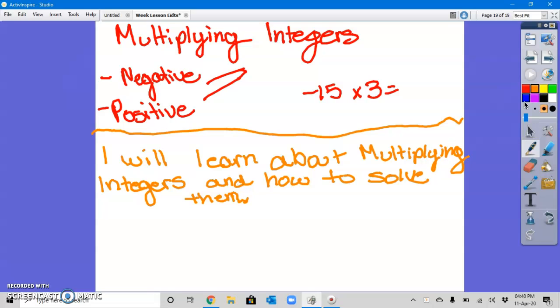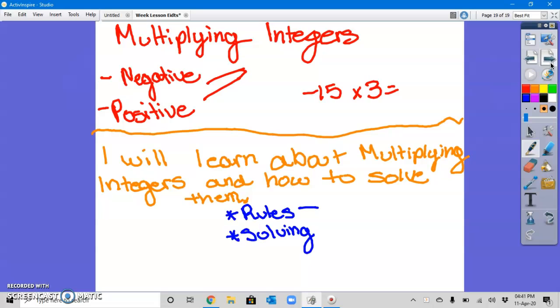What you're also going to put here is the key features, which will be the rules and solving. Today we will know the rules about multiplying integers, either positive or negative. So take a minute to write down this, and if you need to, pause the video so you can write the objective and keep up by slow motion. Okay.